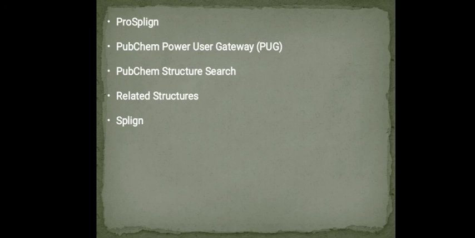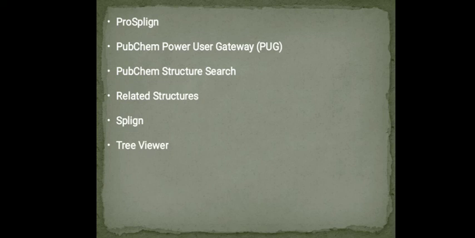Splign, a utility for computing cDNA to genomic sequence alignment. It is based on a variation of the Needleman-Wunsch global alignment algorithm and specifically accounts for introns and splice signals. Due to this algorithm, Splign is accurate in determining splice sites and tolerant to sequencing errors.